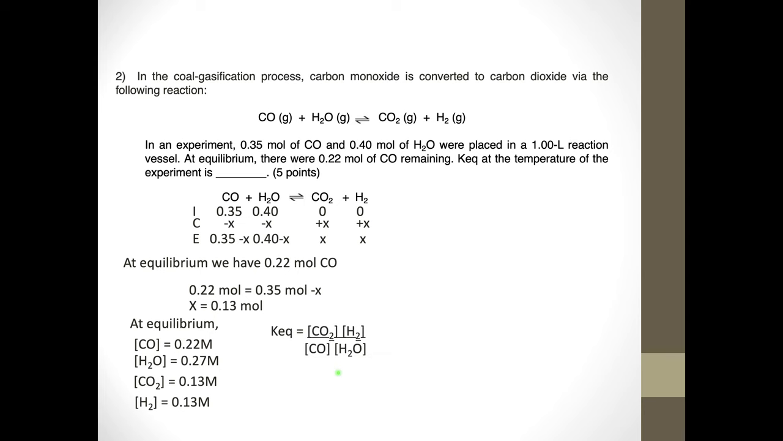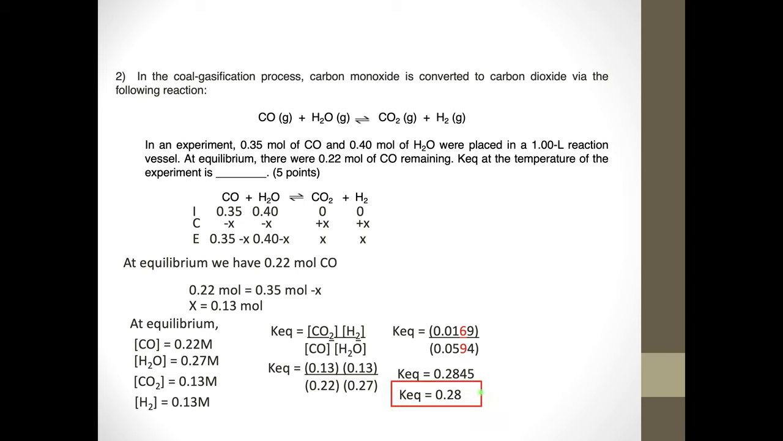Now we can substitute this in the equilibrium constant expression, the products over the reactants. When we multiply and then divide, it's going to be equal to 0.2845. Because we have just two significant figures, the constant of equilibrium is going to be equal to 0.28. So this is how you solve problem number 2 of your test.